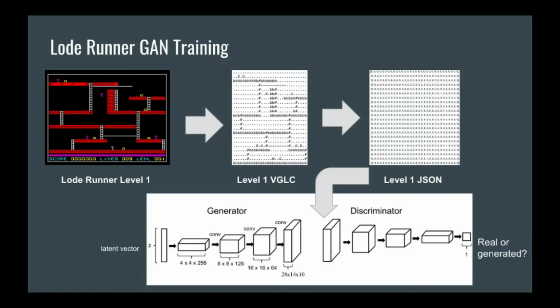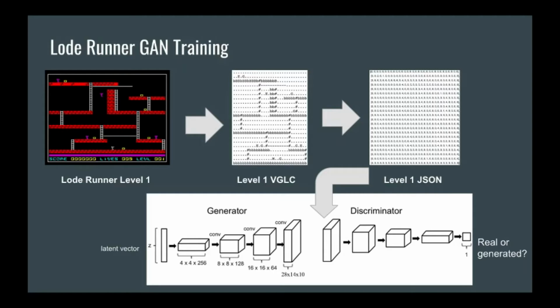Now to get a little more into the GAN training itself, the top left is the original tile-based representation from the game. The top middle is the video game level corpus representation, where each tile corresponds to a different character. On the top right is the JSON form of each level, where each character from the video game level corpus representation corresponds to a one-hot encoded integer. Once you have the JSON form, you can create your training set and start training your GAN.